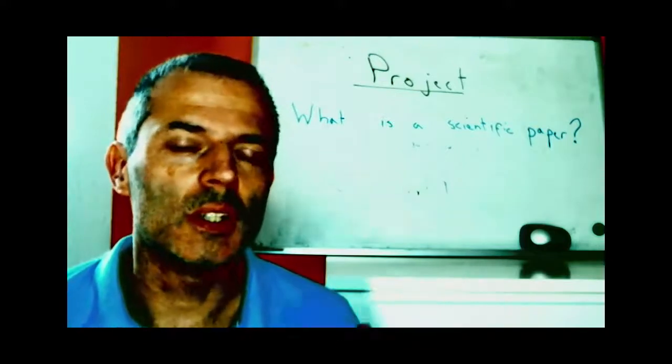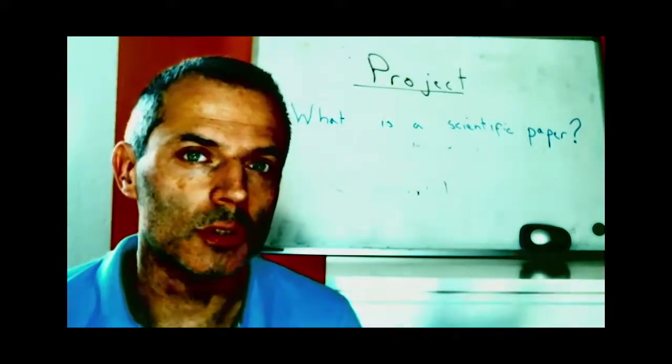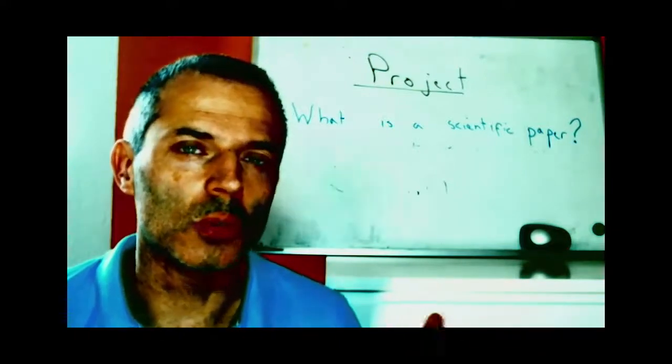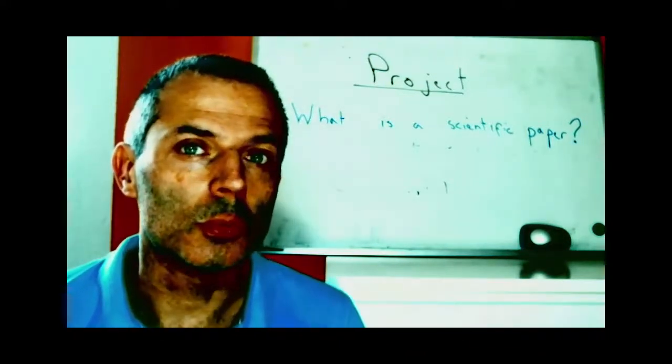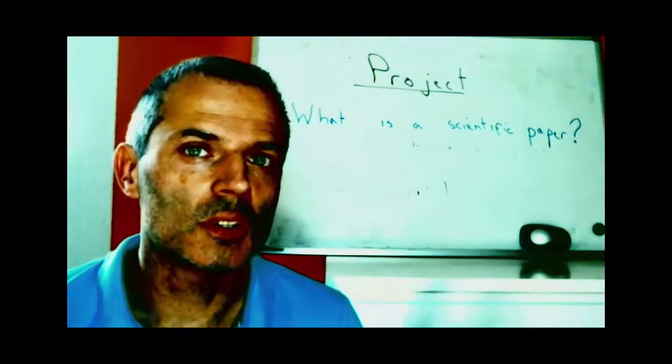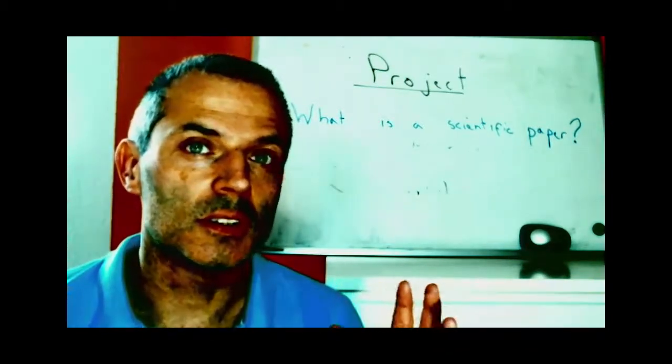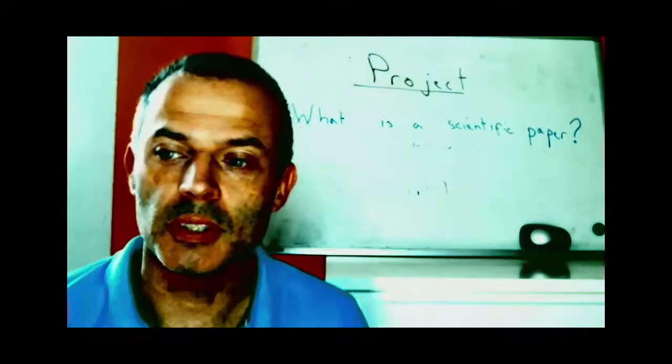But first of all, we need to work out where we're going to place it, what we're going to do with this paper. Even if we don't actually write it, we want to know what we are going to do with it. So first of all, we need to know what a scientific paper is. And a good place to start there is what a scientific paper is not.